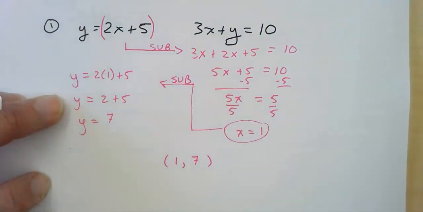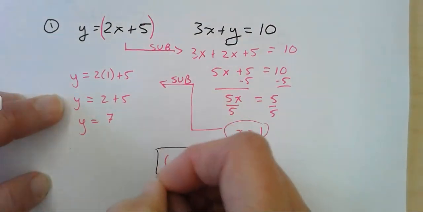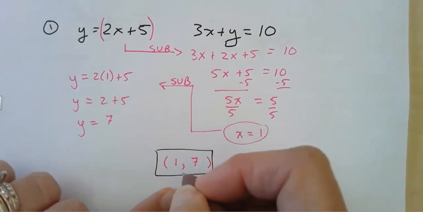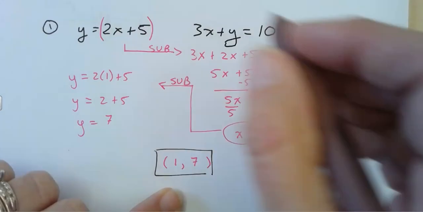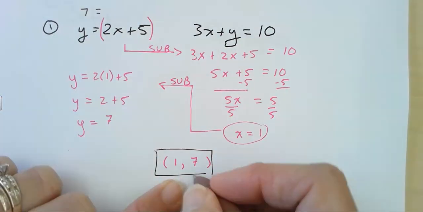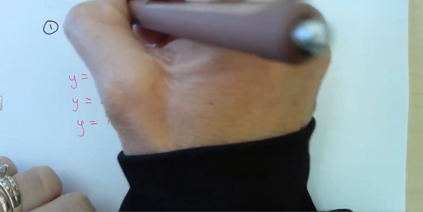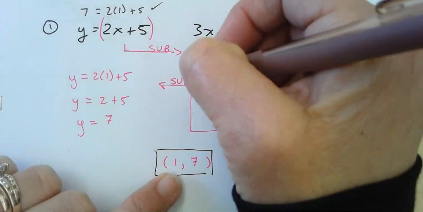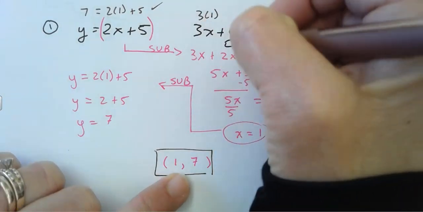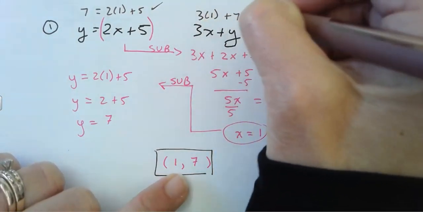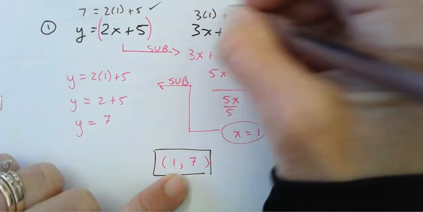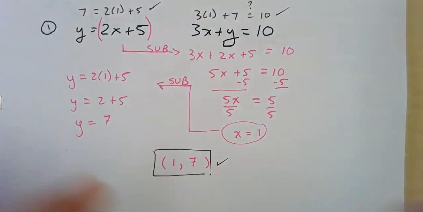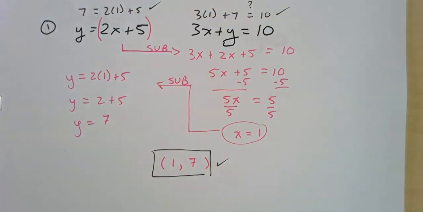Good. So again, we want to check to make sure that both of these lines cross through this point, right? And we do that by subbing the point into each of those equations. So let's say 7 is the y. Does it equal 2 times 1 plus 5? Yep. How about 3 times 1 plus 7? Does that equal 10? Yep. And so we know we have the solution for the system.